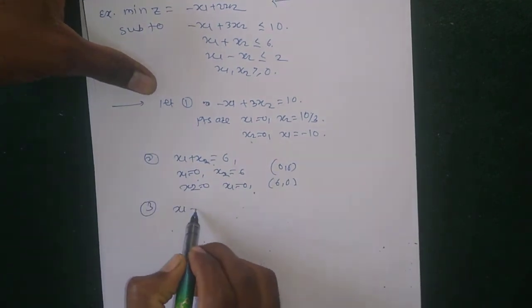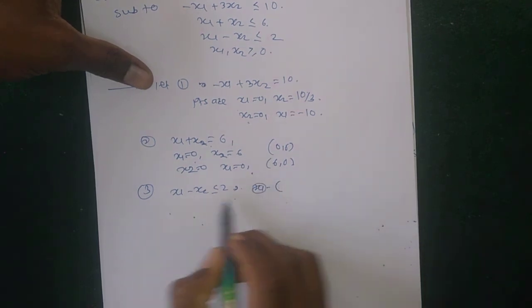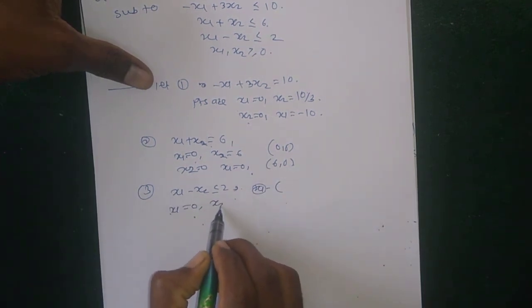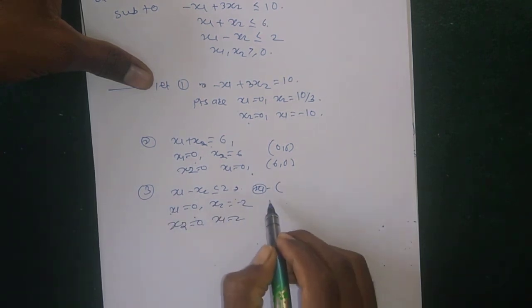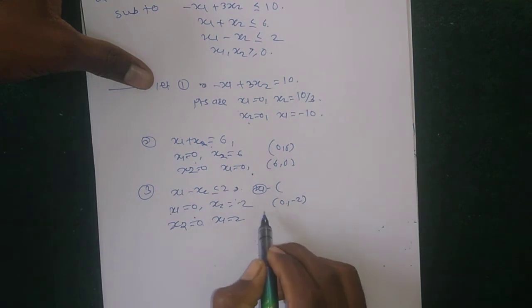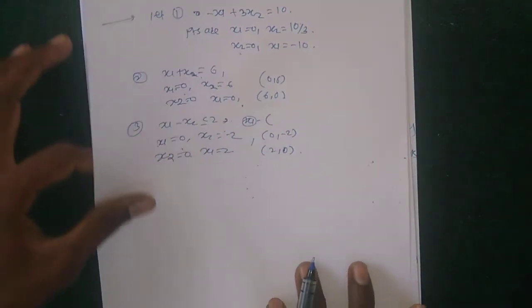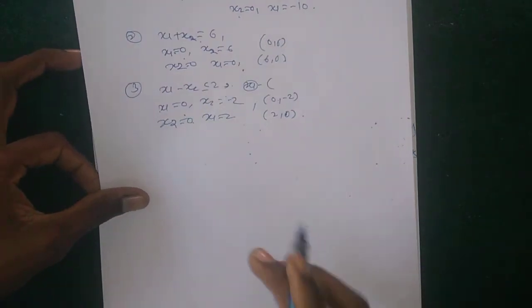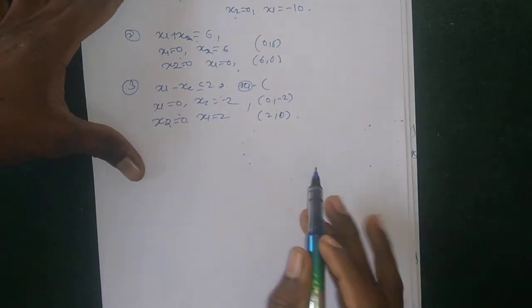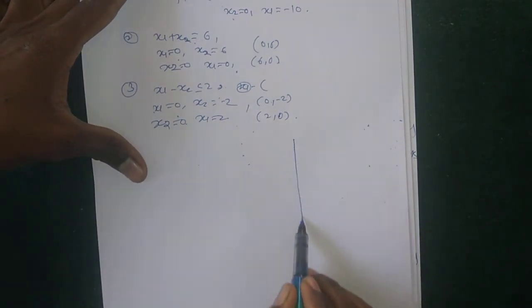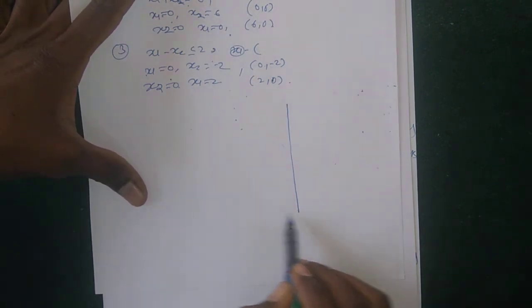The third constraint is x1 minus x2 is less than or equal to 2, which implies that points are: when x1 is equal to 0, then x2 is equal to minus 2, and when x2 is equal to 0, then x1 is equal to 2. So points are 0, minus 2 and 2, 0. Okay, so plotting a graph, we get it in this way.